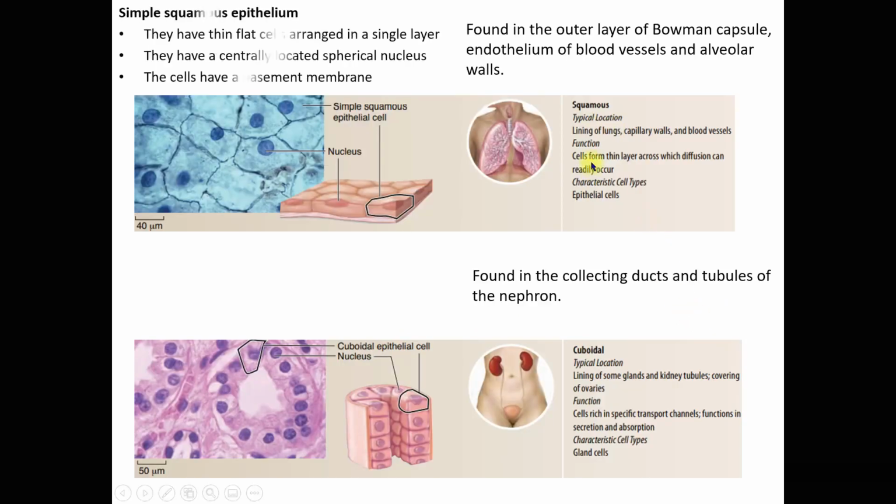First is the simple squamous epithelium. You can see what the simple squamous epithelium looks like. It has thin, flat cells arranged in a single layer, with a centrally located spherical nucleus. You can see how centrally the spherical nucleus is located in the cell. The simple squamous epithelium cells have a basement membrane.